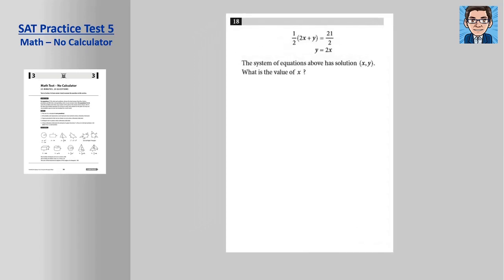Okay, number 18, we've got a system of equations. We're trying to find x. So we can substitute in here y equals 2x. We can actually substitute in 2x for y, or y in for 2x. But since we're solving for x, it's going to be easier to put the 2x in for y, because then we'll get x right away. If we did it the other way, we'd have to get y and then calculate x after the fact.